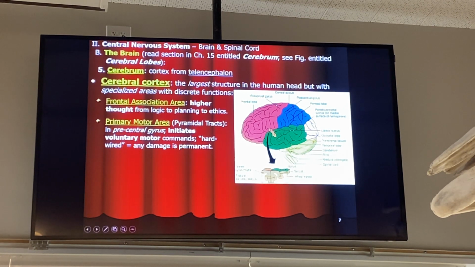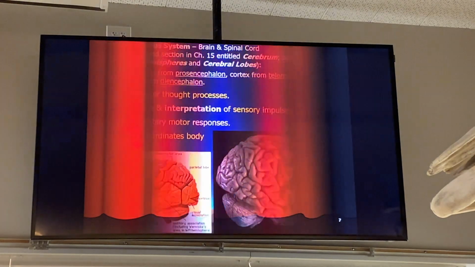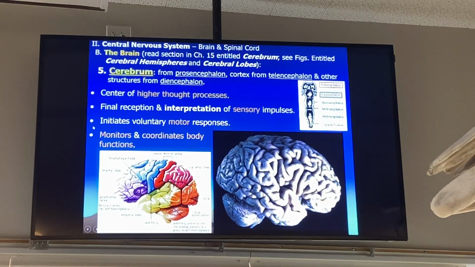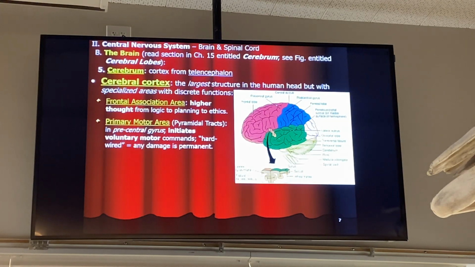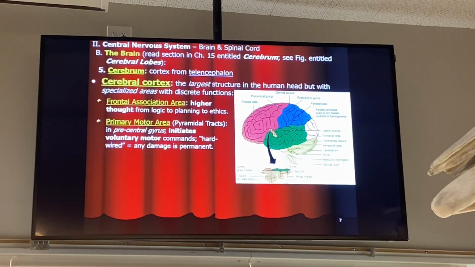So this ties to the third bullet. Initiates voluntary motor responses. Initiates somatic motor. That's the third bullet. And that's the primary motor area that initiates voluntary motor commands, the skeletal muscle. This is hardwired here. If you have a stroke or any kind of damage to this area, you're going to have some motor defect.